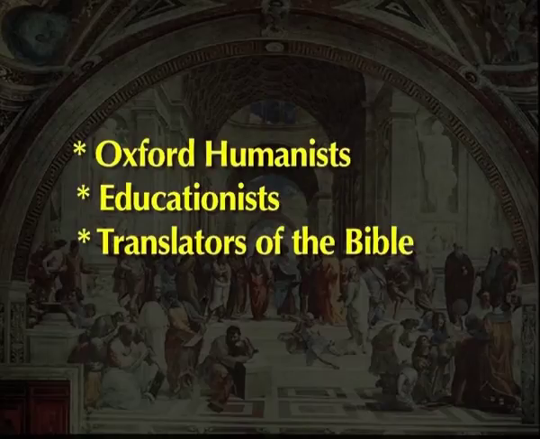Well, the printing press was a great boon, and it was a blessing in disguise. People took to reading. They showed interest in learning. The pioneers who adopted prose writing were humanists, and they were divided into three groups. The first group was called the Oxford Humanists, the second the Educationists, and the third translators of the Bible.